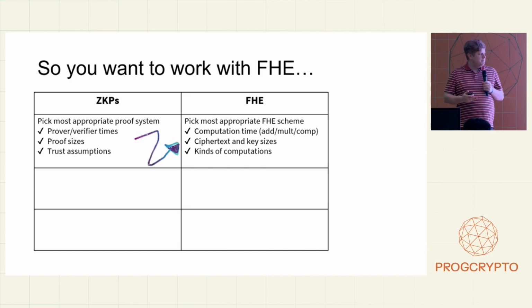With fully homomorphic encryption, you similarly need to pick the appropriate FHE scheme depending on what you're trying to do. So as I mentioned before, if you need to do just raw addition, multiplication kinds of things, BFV is probably a better scheme. TFHE is going to be better if you need comparisons and things like that. They also have subtly different key sizes and ciphertext sizes.